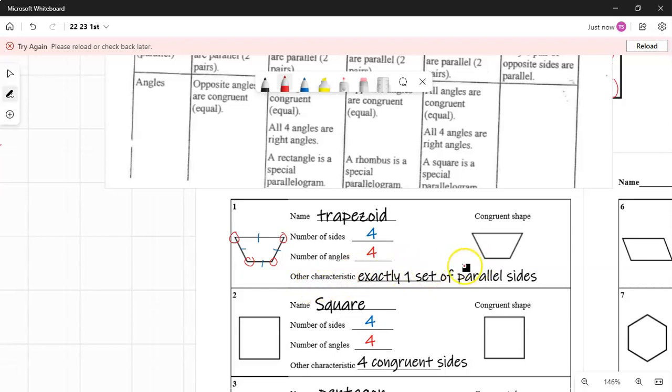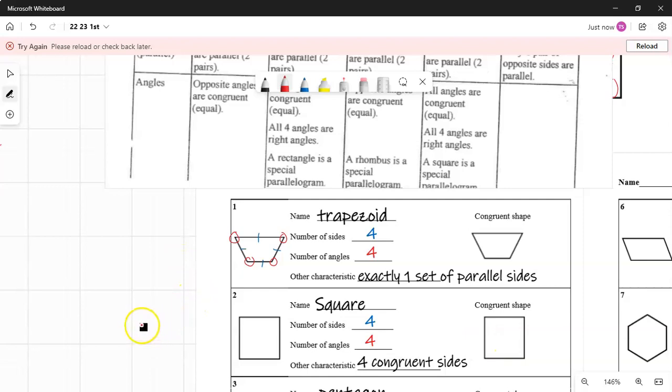And list a characteristic. You can use this paper. This paper is going to be very helpful for you that you have inside your folder. It lists all the characteristics of the shapes. You just need to pick one. So like on this one right here, I picked has exactly one set of parallel sides, or only one set of parallel sides. Square. You see the square? The square, you name it right there. It's got 4 sides, 4 angles, and I wrote down one of its attributes. It's got 4 congruent sides.